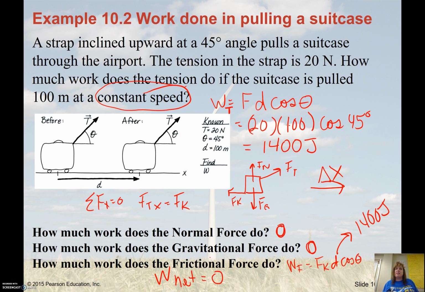And if it's constant speed, then the speed of the object isn't changing, which means the kinetic energy is not changing, which means the net work is zero. That doesn't mean that there isn't work being done. It just means if I add up all the works, right? Oh, whoops, I forgot something. Negative work done by friction, that the net work is zero.